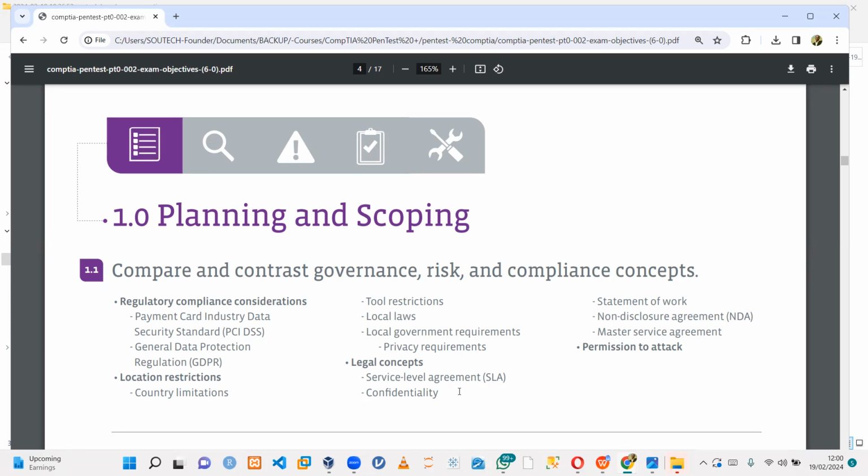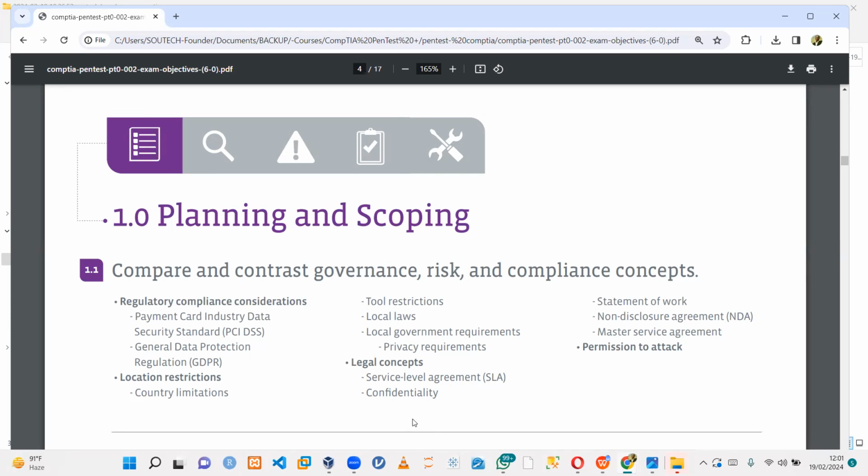Then you need to understand that before you go ahead to start any vulnerability assessment or penetration testing, you need to have some kind of service level agreement. You need to have a documentation of what you're going to do and what's going to be the content of what you're going to do, right? You need to state it out clearly in an SLA.